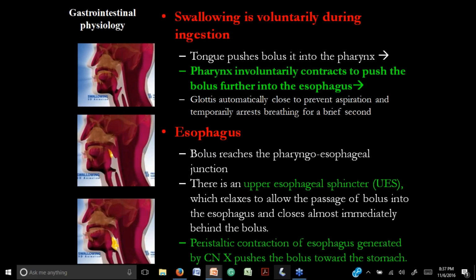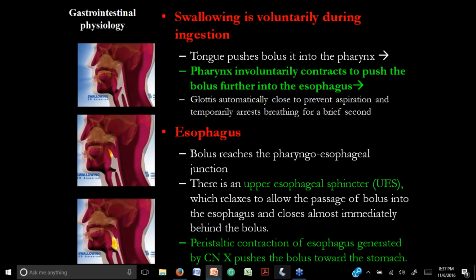We have the superior one-third portion that is mostly skeletal muscle in the wall of the esophagus, which is somewhat voluntary. And the distal two-thirds of the esophagus is totally involuntary. So we have two sphincters: the upper esophageal sphincter and the lower esophageal sphincter. The upper esophageal sphincter relaxes to pass the bolus into the esophagus, and then closes behind it.